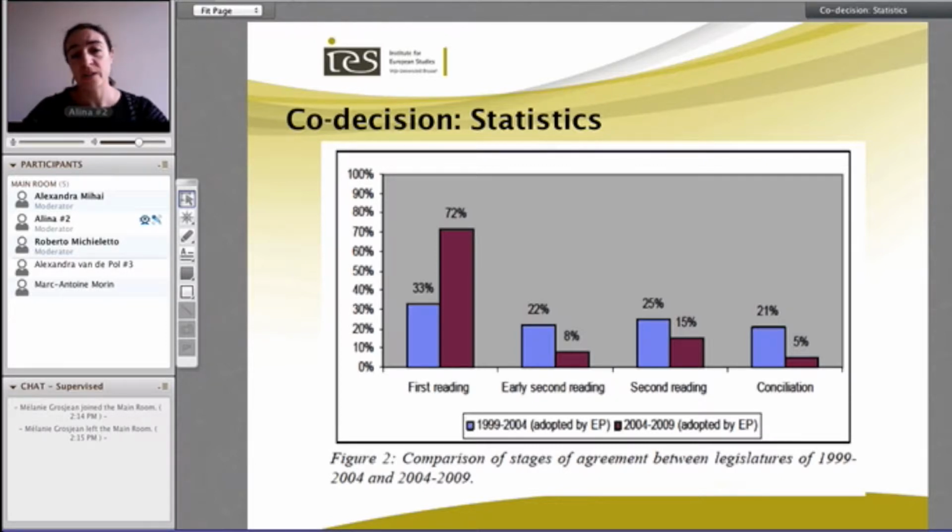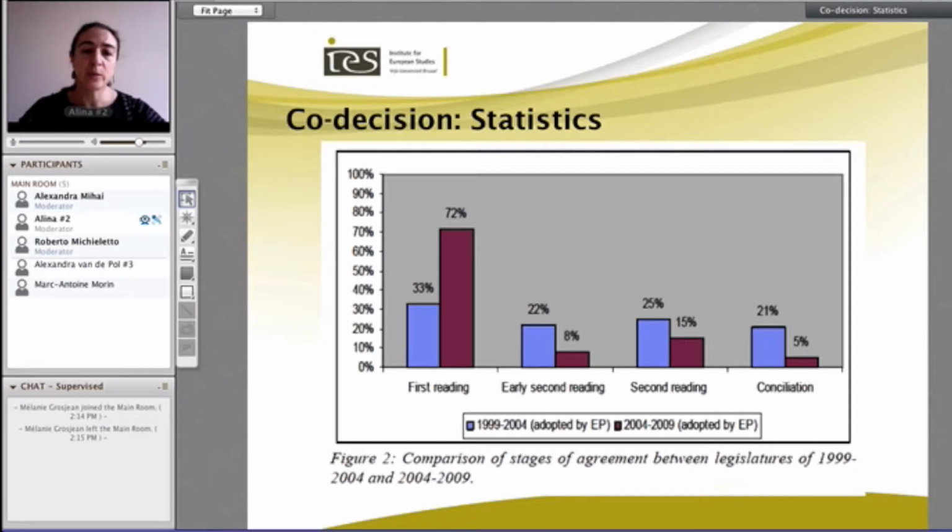One of the negative aspects of this is that we don't have such big transparency anymore, because everything is put out in the informal negotiations. But I think Roberto is going to talk more about this. And we also have some agreements on second reading, and only very few files reach the conciliation stage. So at the moment it's about 5%. Previously there were 21%. So that's also a dramatic increase.